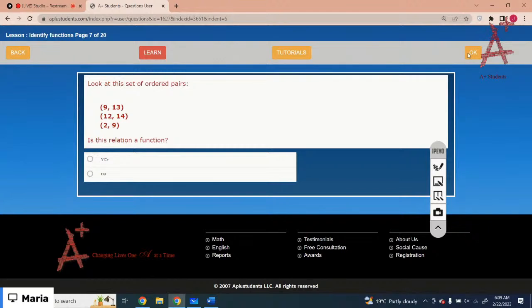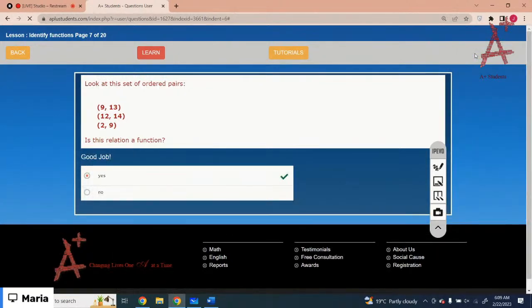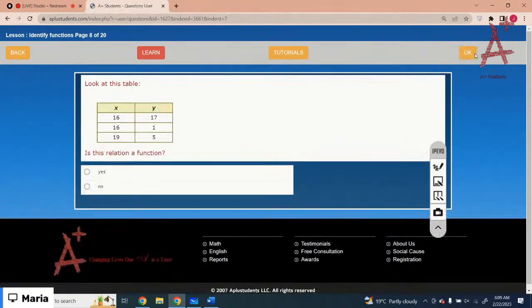It is a function. Got it? For each value of x, you have a single value of y. So it is a function. Okay, look at this table. Is this relation a function? Yes or no?